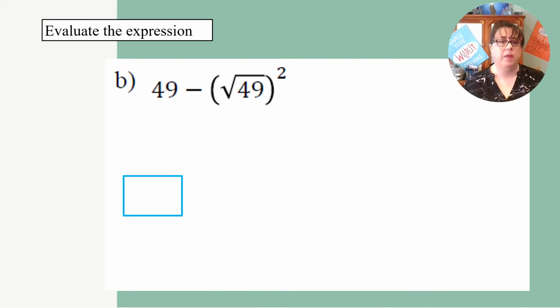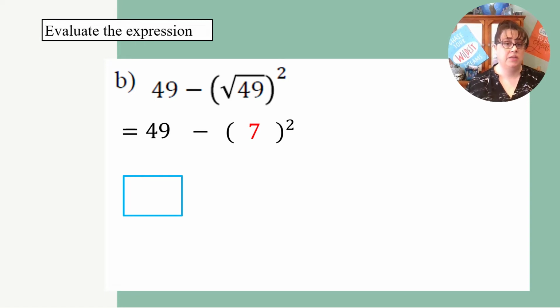Now let's look at B. 49 minus the square root of 49 squared. We need to work inside the parentheses first, and we need to do the square root of 49. The square root of 49 is 7. Now we need to do the 7 squared, because order of operations says we need to do exponents before we subtract. So we are squaring the 7. The subtraction sign is outside of the parentheses, so it's just going to drop down. We squared the 7 and we got 49. And 49 minus 49 is 0.